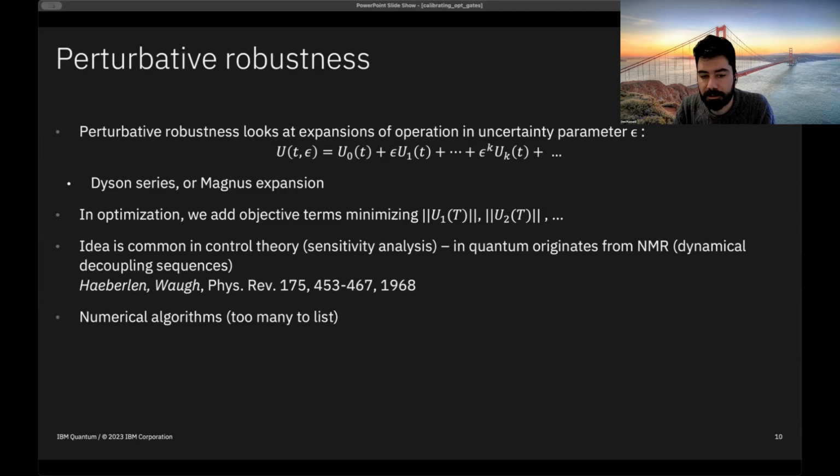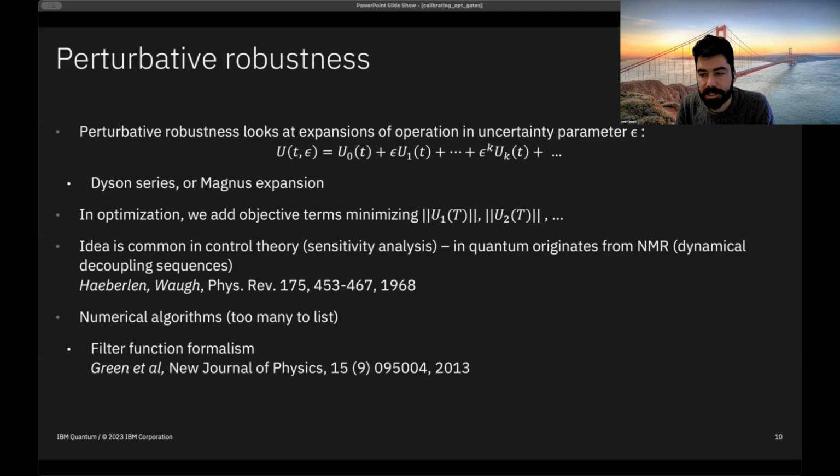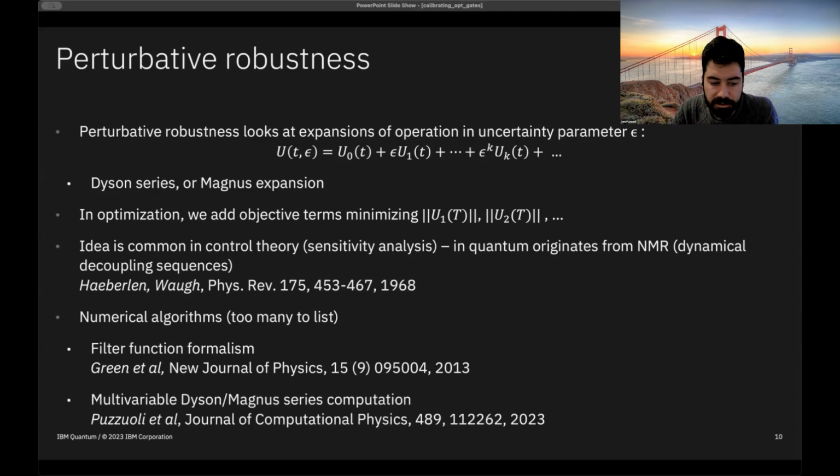So there's a ton of numerical algorithms. The problem now for doing numerical stuff is actually computing these things or computing things related to these expansions. So there's way too many to list. I just want to mention a couple. The one that you'd probably see the most often is this filter function formalism, and this is what's used by Q-CTRL. So here's one of the many papers talking about how to compute these things. So you'll see that. They don't exactly compute this, but they do a perturbative expansion and then collect terms and compute something related to this. So that's used there.